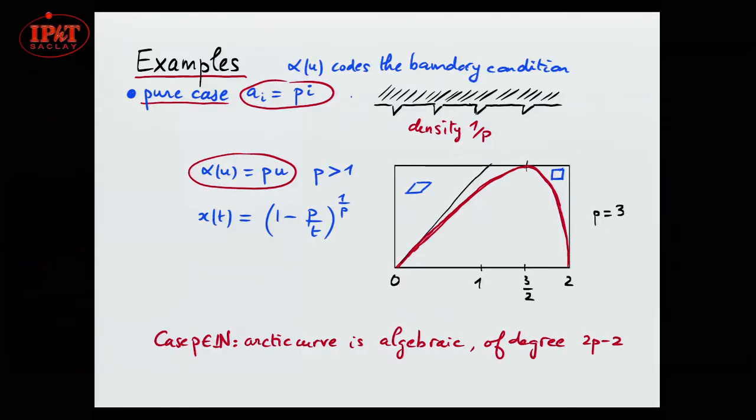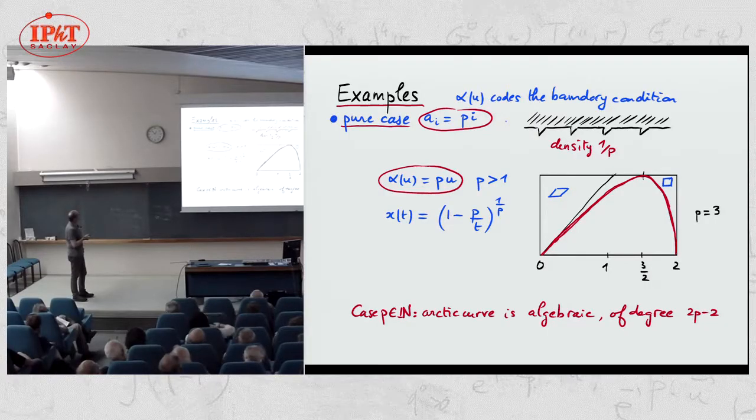So quickly, I give you a few examples. I recall that alpha of u codes the boundary condition. So here is, for instance, a case which we call the pure case. Alpha prime is p, so it means I have little indentations spaced by p along my bottom boundary. If I have that, then alpha of u is just p times u, so you can compute this exponential generating function of the distribution of those points. It's given by this very simple formula.